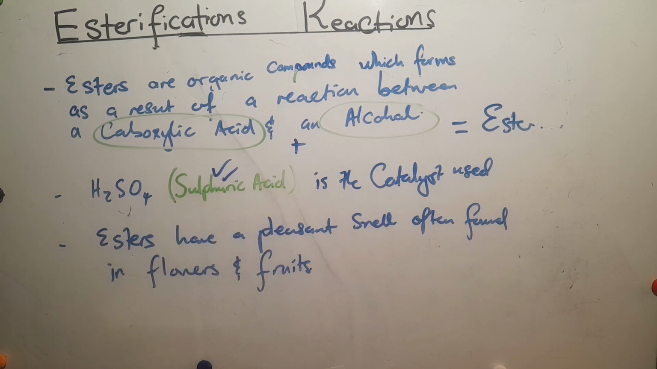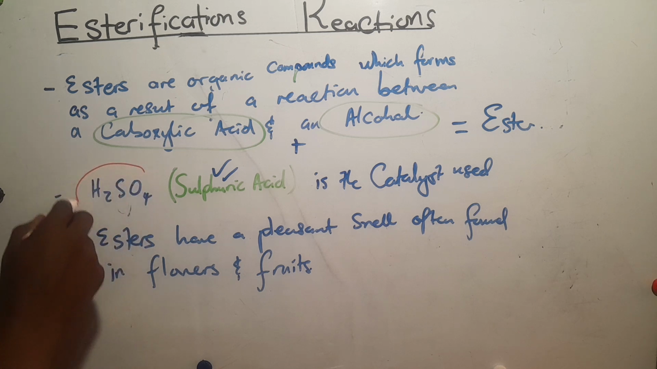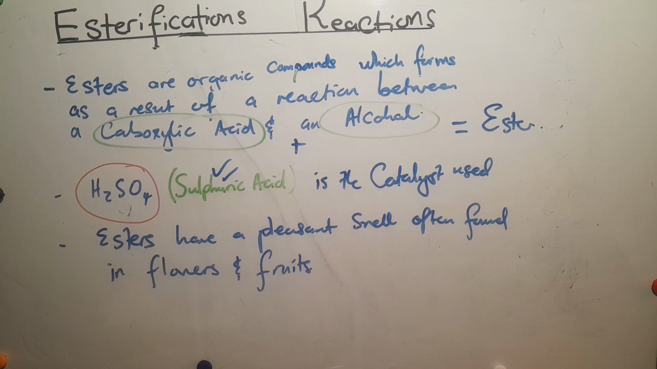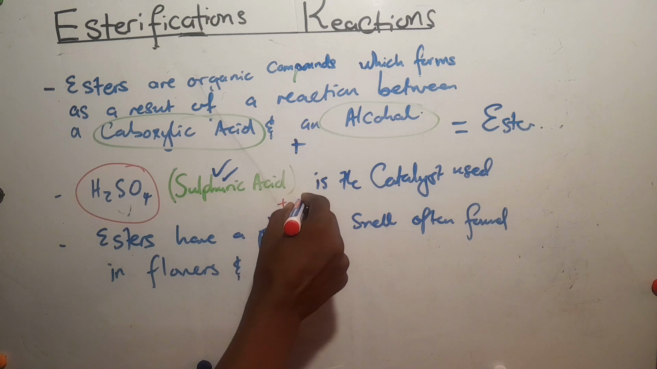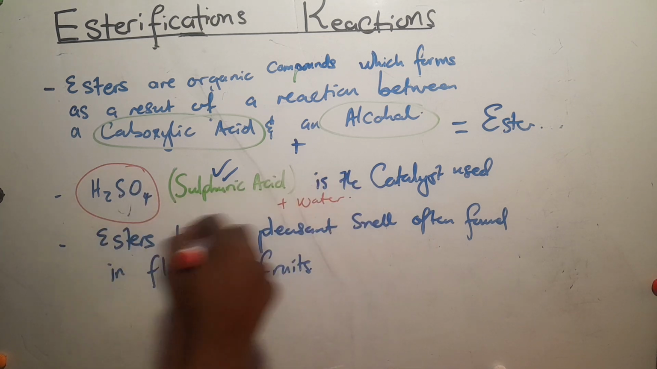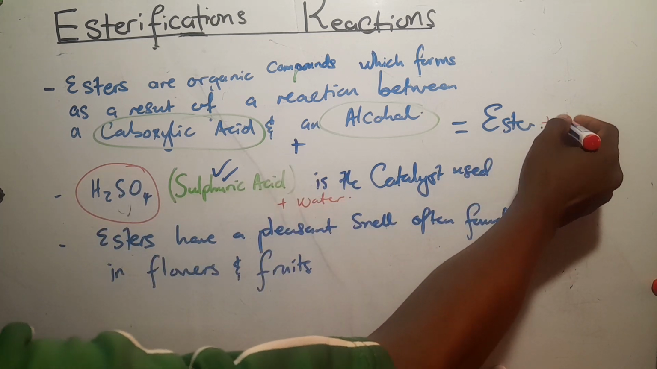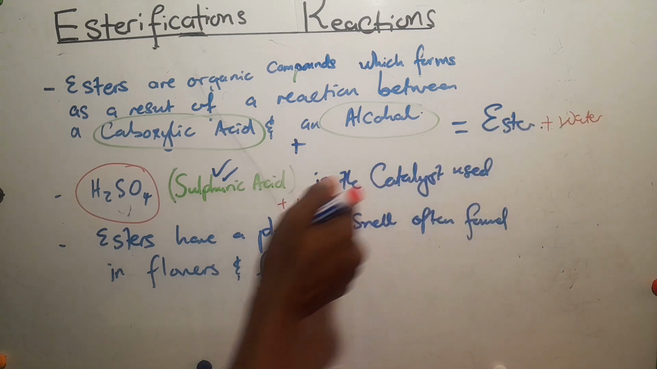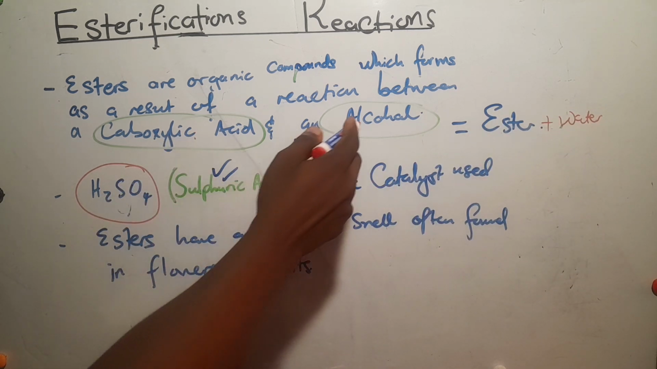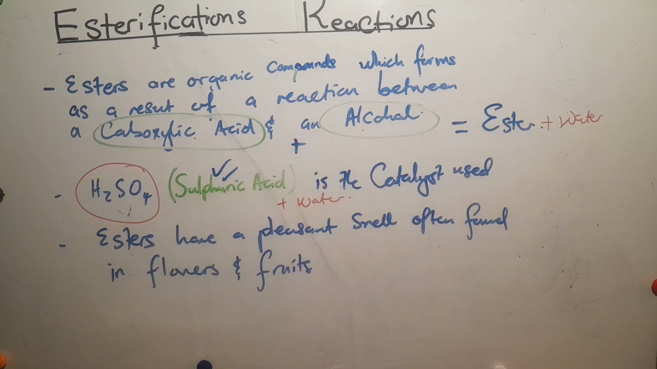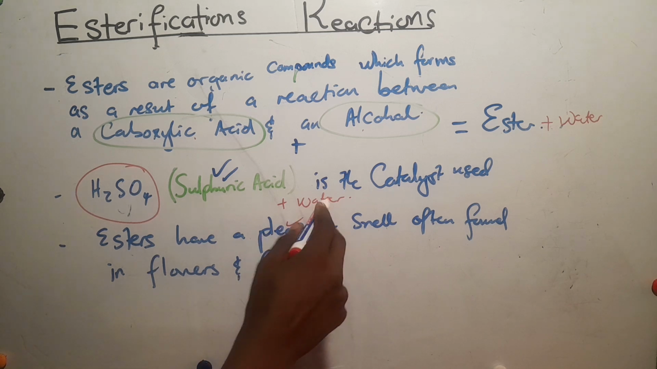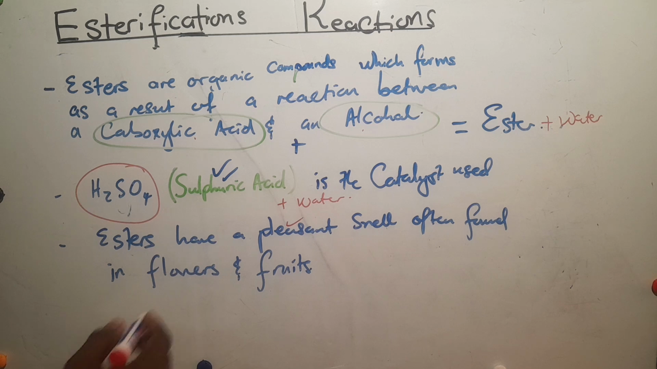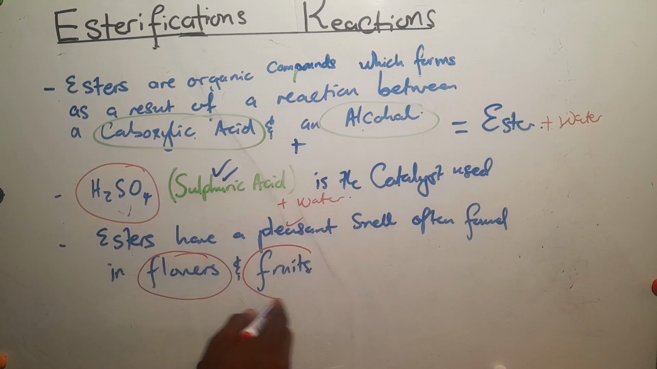So also, just take note that many times when you are having sulfuric acid as the catalyst, either you are adding something with water or this water is a product. So in this case, water is a product. So carboxylic acid plus alcohol gives us the ester plus the water there. So water in this case is the product. So esters have a pleasant smell which is often found in flowers or fruits. So these are found in flowers or fruits, right?